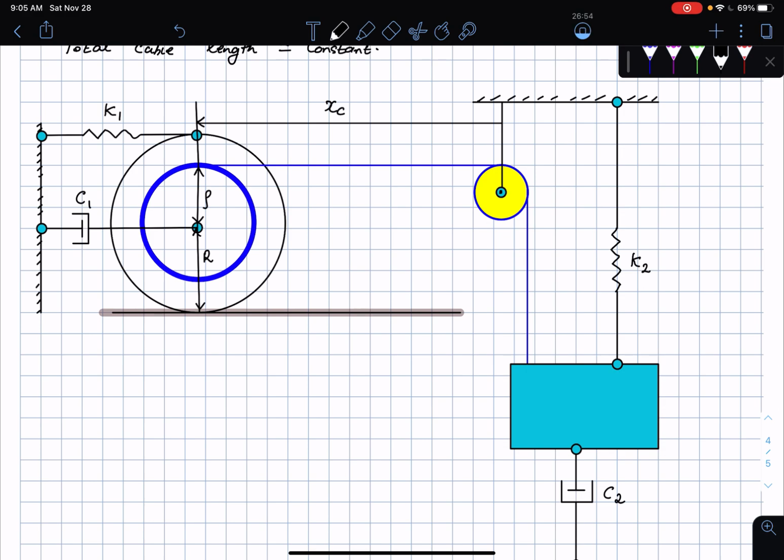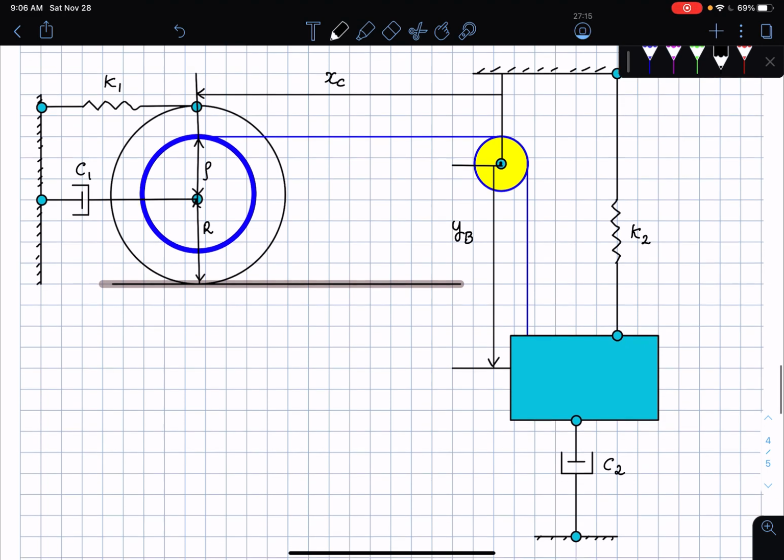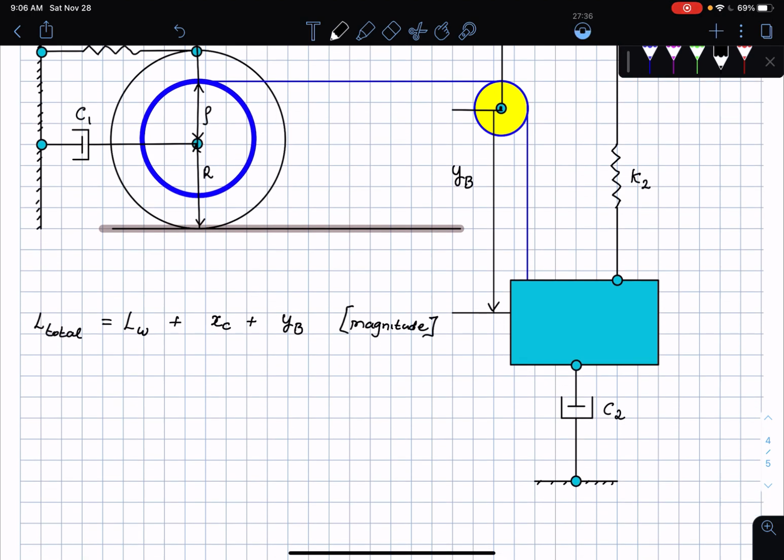I can look at the length of the block here. The dimension of the block is not given to me, which means that I'm not too worried about its geometry. And let me call this Y of the block. Okay, so that's the origin that I've chosen, and you can obviously see that the total length of the cable is a constant, which means L total has to be equal to L wound length, then it's going to be XC and then YB, and I'm looking at the magnitudes only. Okay, so LW is the wound length of the cable.